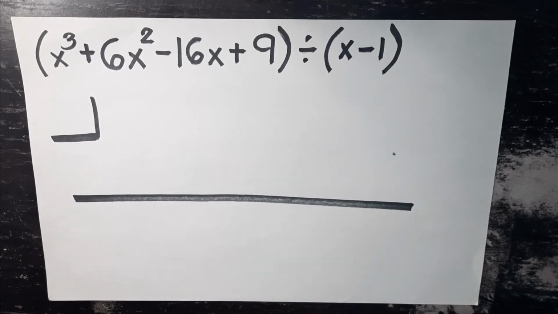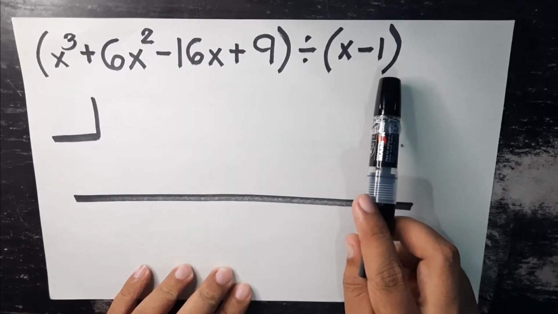So we'll have our first example. The problem is x cubed plus 6x squared minus 16x plus 9 divided by x minus 1. So this is our dividend and this is our divisor.